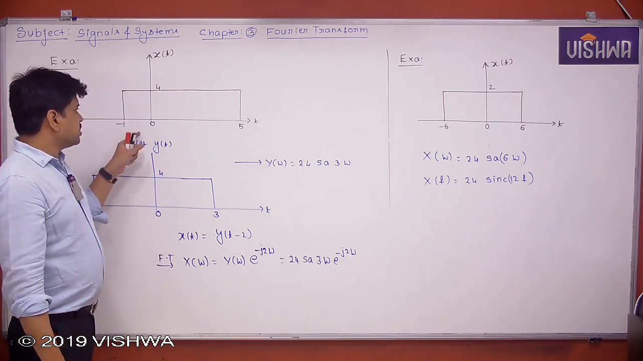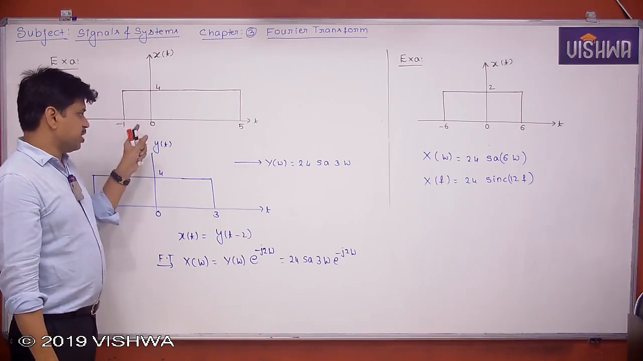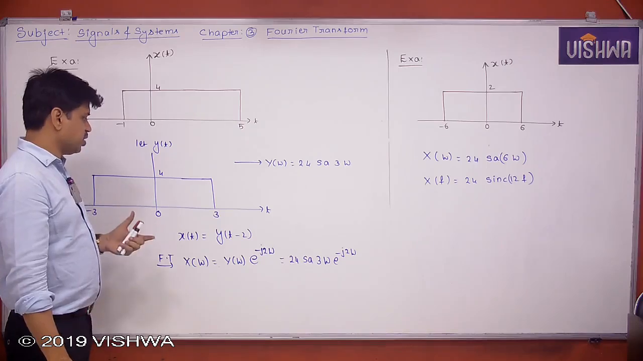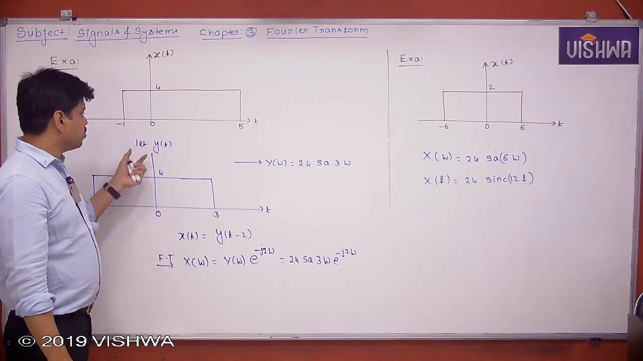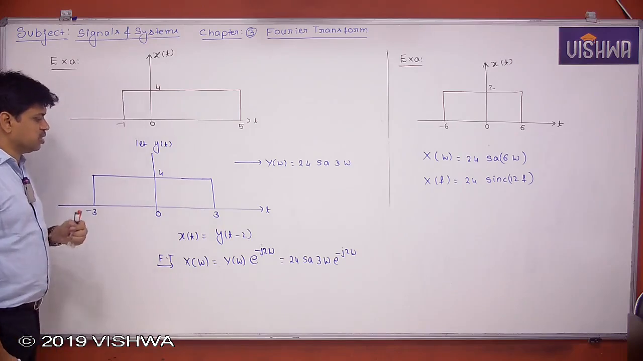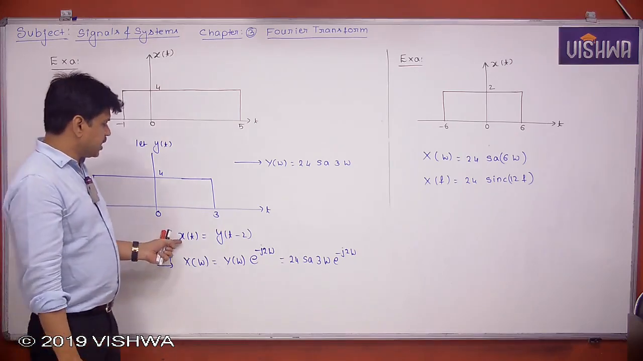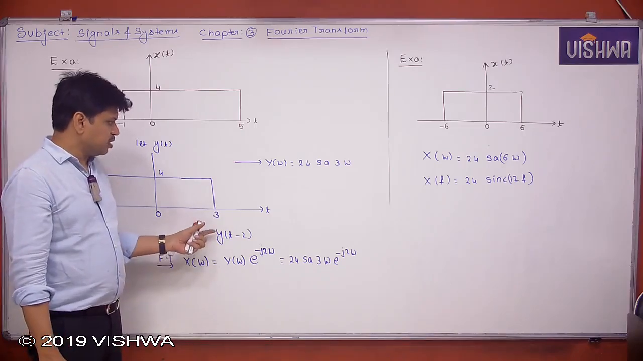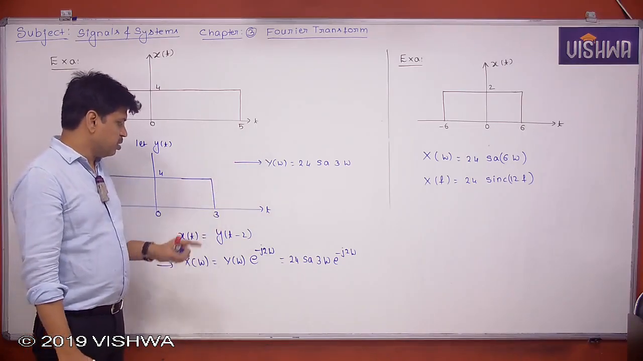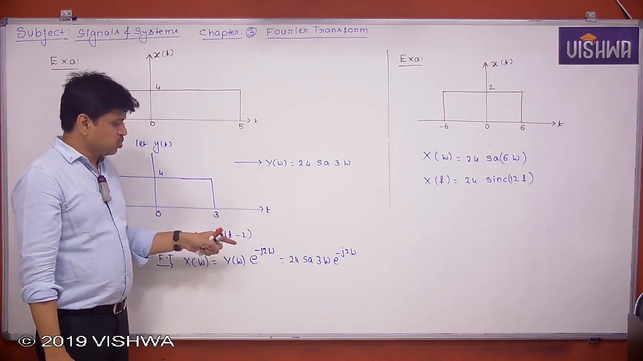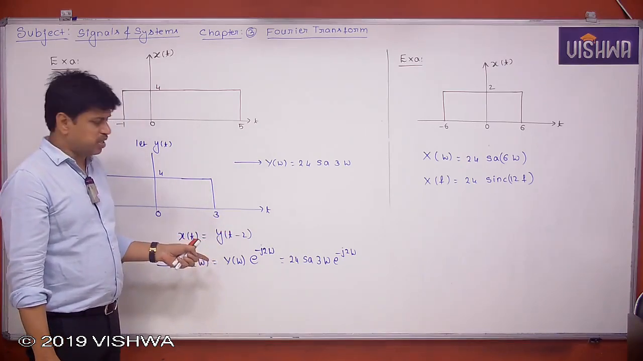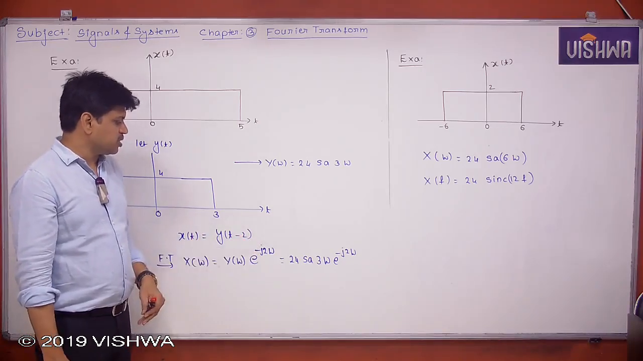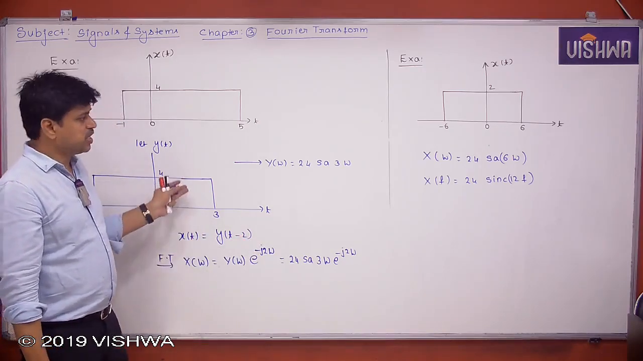Just understand this one. X of t is not symmetrically located. For that, we are assuming a function y of t which is symmetrically located. Then we see the relation between y of t and x of t. From that we came to know x of t is y of t minus 2. We know y of t and Y of omega. Now for y of t minus 2, we just apply the time shifting property, multiplying with e power minus j 2 omega. Clear? Take it and calculate that.